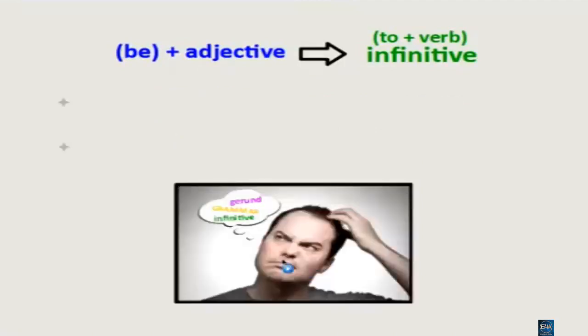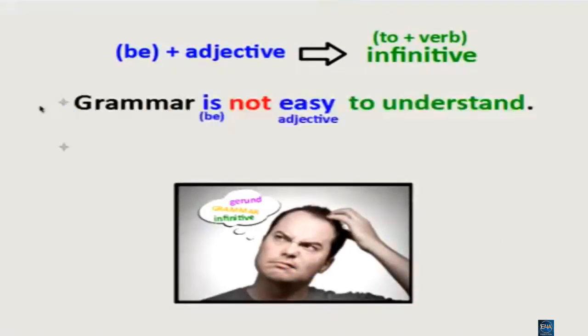For example, if I think, grammar, infinitive, man, this stuff is difficult. This stuff is not easy, right? I can make a sentence and say, grammar is not easy to understand. Again, the verb to be, here I'm being negative, right? And easy is my adjective, and then I use understand, to understand, for my infinitive.